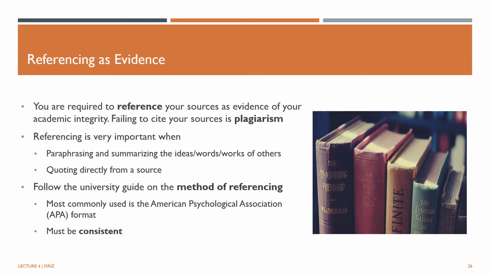When writing your literature review, you are required to reference your sources as evidence of your academic integrity. Failing to cite your sources is plagiarism. Referencing is very important when you are paraphrasing and summarizing the ideas, words, or works of others, or when you are quoting directly from a source. You must follow the guides of the university on the required method of referencing. However, the most commonly used referencing method is the APA, or the American Psychological Association format. Whichever method you use, you must be consistent.